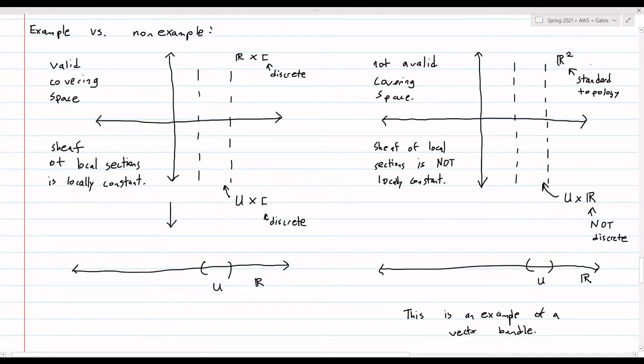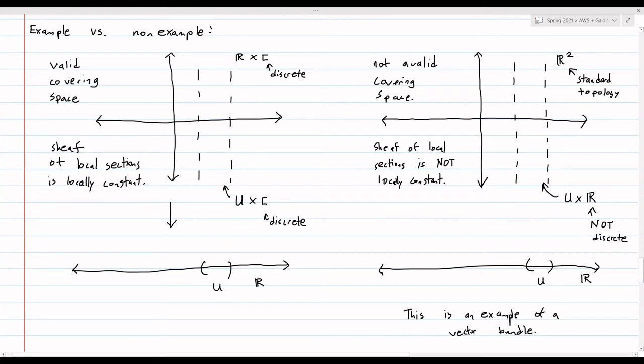But here we have something that looks similar. It's R2 with a standard topology. And this is not a valid covering space because if I look at an open set U in my base space R, then the pre-image of this projection map is going to be U cross R, and this fiber R is not a discrete space. So that's why it's not a covering space. It doesn't obey the local triviality condition of a covering space.